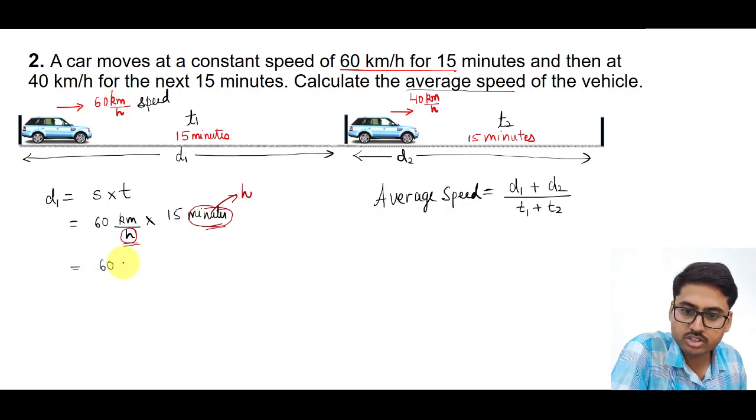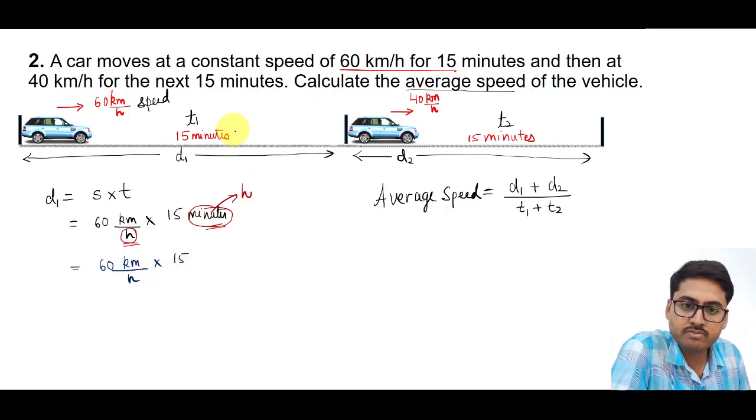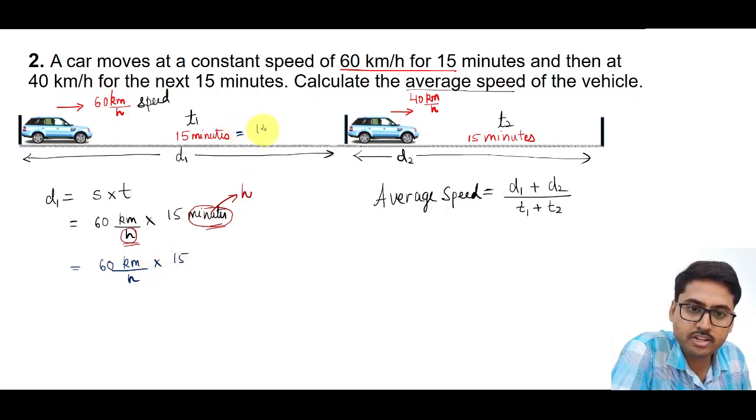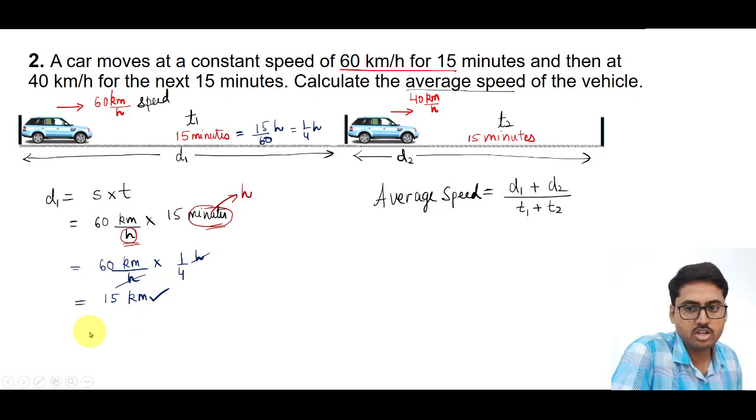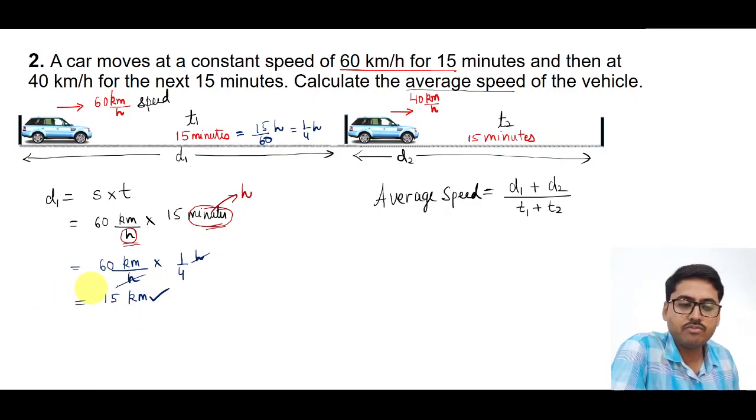So this is 60 km per hour multiplied by 15 minutes. You can in fact convert here itself, and this will be 15 by 60 hour, and that is equal to 1 by 4 hour. So you can directly write 1 by 4 hour, and now you can see the unit hour and hour can be cancelled out, and the answer is left as 60 by 4, that is 15, and the unit will be kilometer, which is correct. So you get d1 as 15 km.